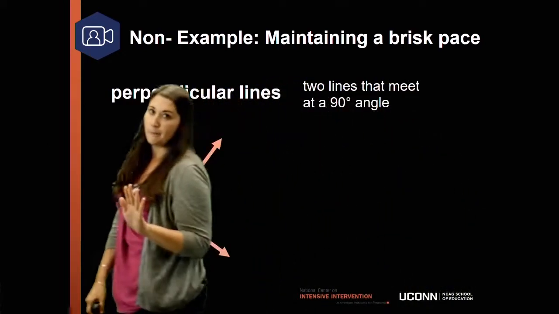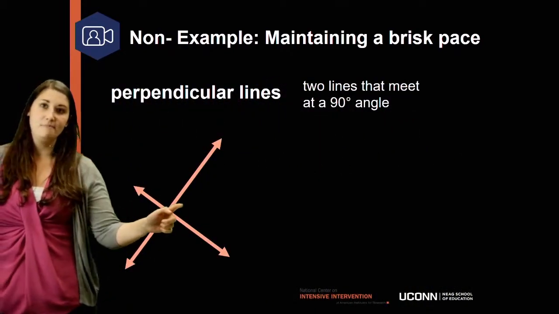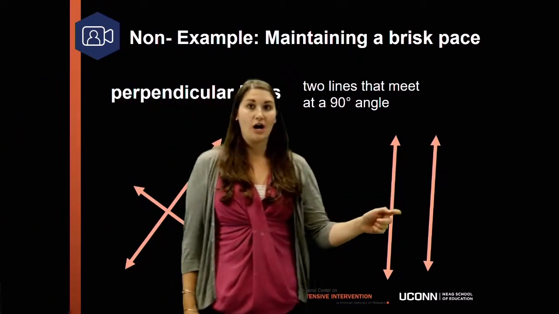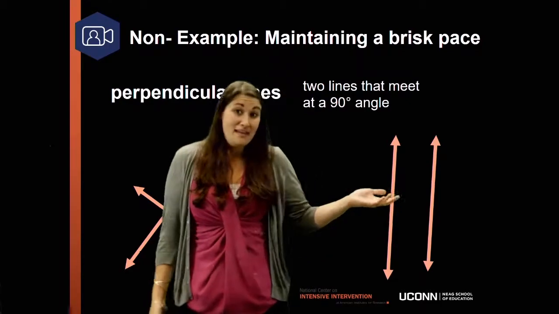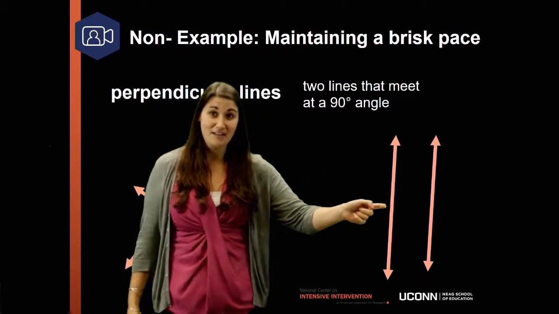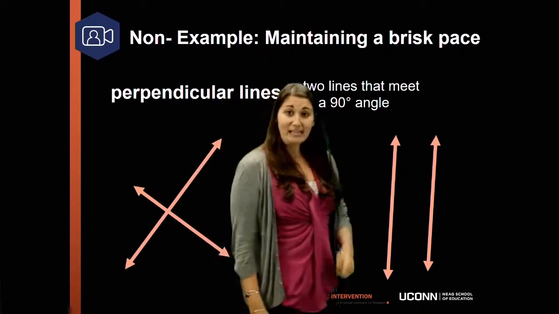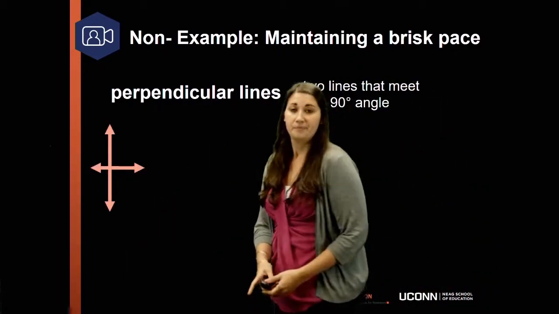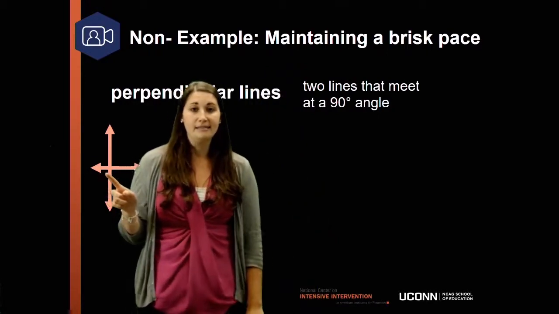These lines are perpendicular, and they're perpendicular because they meet at a 90-degree angle. Okay? These lines are not perpendicular because they don't meet at all. So they're actually parallel lines. Make sense? Give me a thumbs up. Excellent. Now let's try some together. Are these lines perpendicular lines? Yes or no?